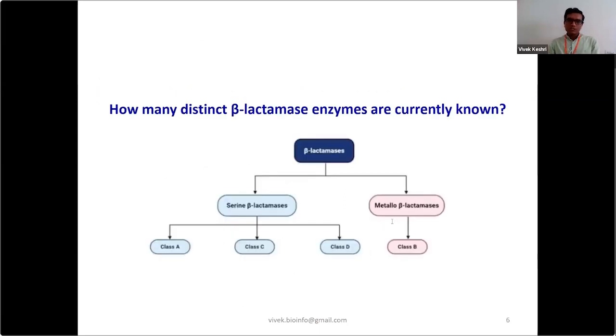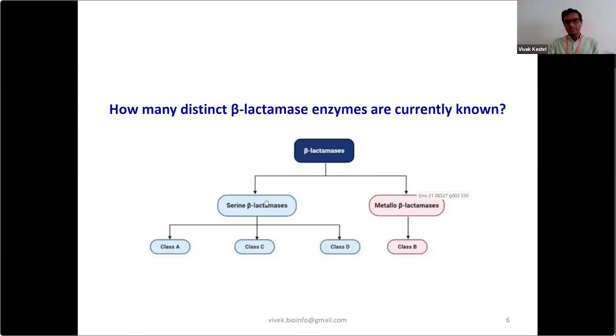The major question is if beta-lactamase is responsible for the resistance, so how many beta-lactamase enzymes are well known in our scientific community? If you check some recent articles from the last 20, 10, or 5 years, many researchers have reported that more than a thousand beta-lactamase enzymes are well known. And all these beta-lactamase enzymes are classified into two major categories: serine beta-lactamase and metallo-beta-lactamase enzymes.